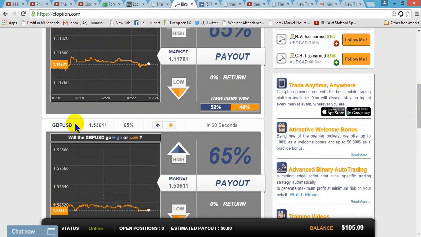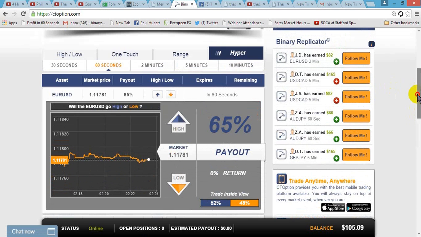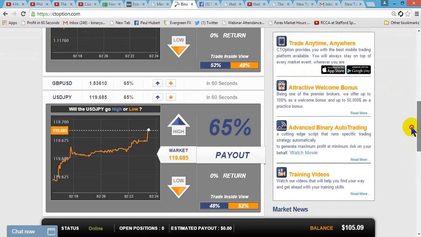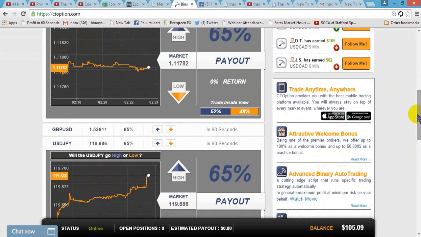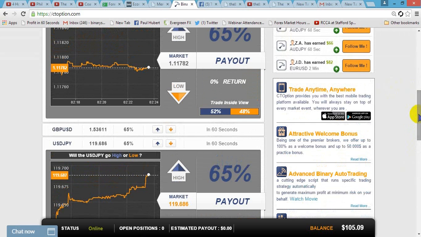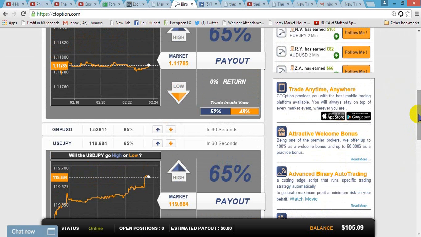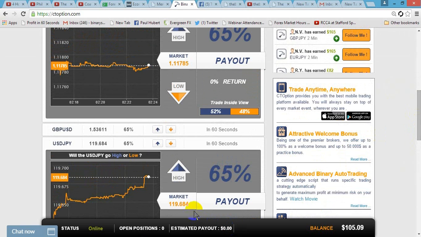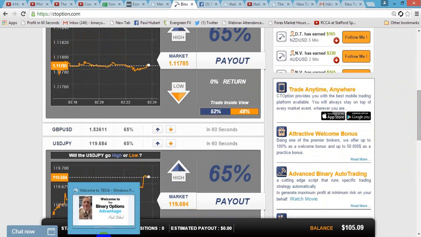So let me get rid of pound dollar here. You can see that we're set up for Euro US here and US yen here. Now, one of the things I want to mention about CToption, one of the reasons why we use them as our recommended broker, again, we don't require that you use a broker to enter our room to be a member, but we do recommend highly CToption for a number of reasons.